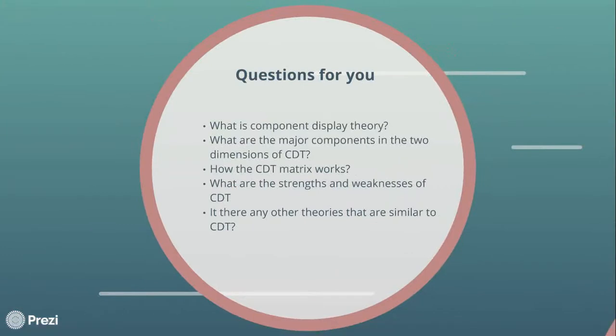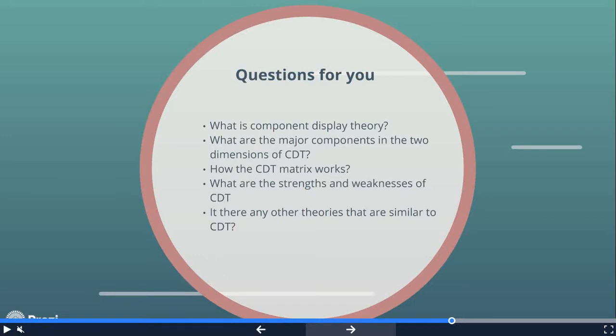So, we have almost finished the lesson. Do you have an overall understanding of CDT? Here are some questions to help you review your learning. Number 1. What is component display theory? Number 2. What are the major components in the two dimensions of CDT? Number 3. How does the CDT matrix work? Number 4. What are the strengths and the weaknesses of CDT? Number 5. Are there any other theories that are similar to CDT?